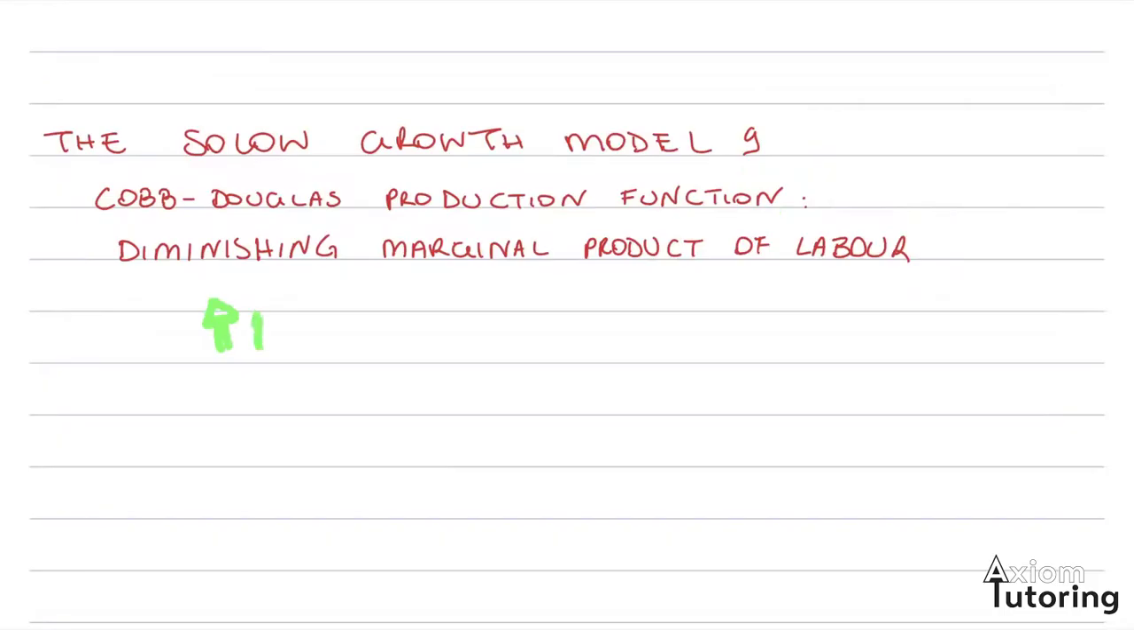Basically, if we increase the number of workers that are hired, this is going to lead to an increase in the production, an increase in the output, but at a diminishing rate, meaning that each additional worker is going to add less output to the total stock than the previous worker that was hired before them.